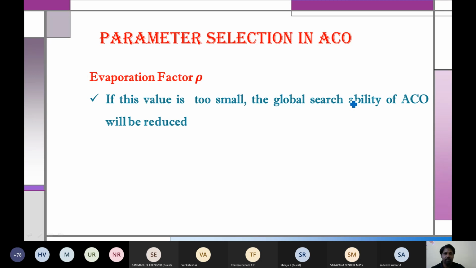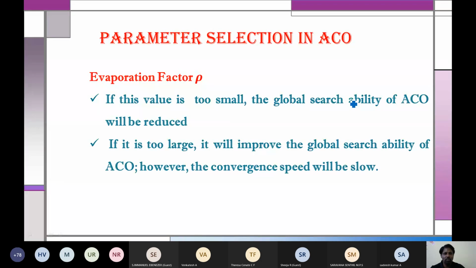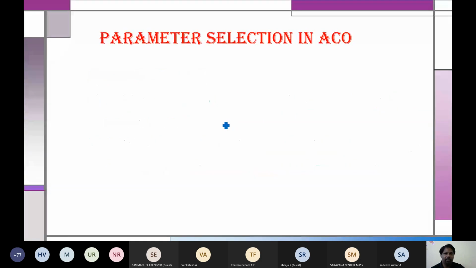If it is too small, global search ability will be reduced, because too small means very little evaporation, and the same path will be taken again and again. If it is too large, everything will evaporate and it will try to find a lot of other paths, so convergence speed will be slower. So it is better to take 0.5.